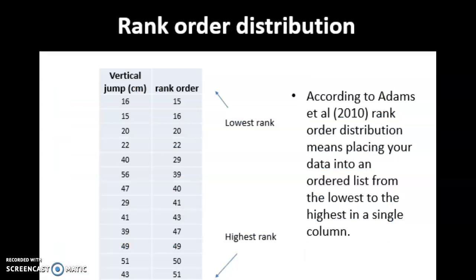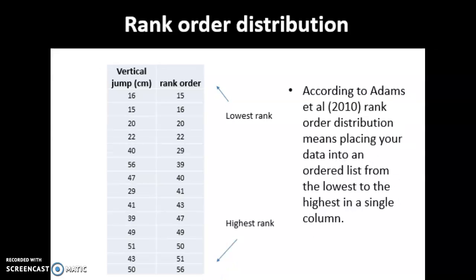So moving on to the organisation part of the assignment. The first way you might organise your data is rank order distribution. Adams et al. 2010 stated that rank order distribution means placing your data into an ordered list from the lowest to the highest values. Rank order distribution is used when the group of participants is equal to or greater than 20. An example of when you would use rank order distribution might be when ranking scores in a competition.